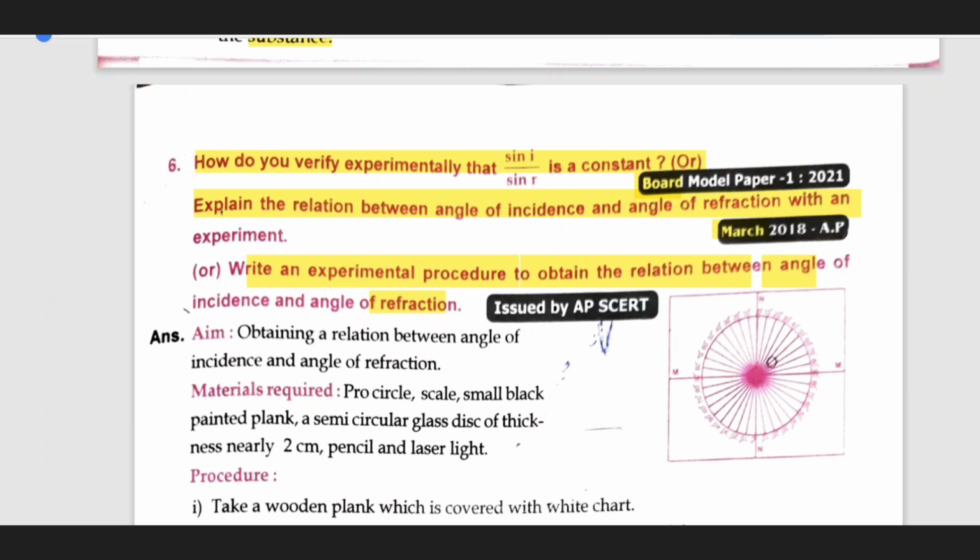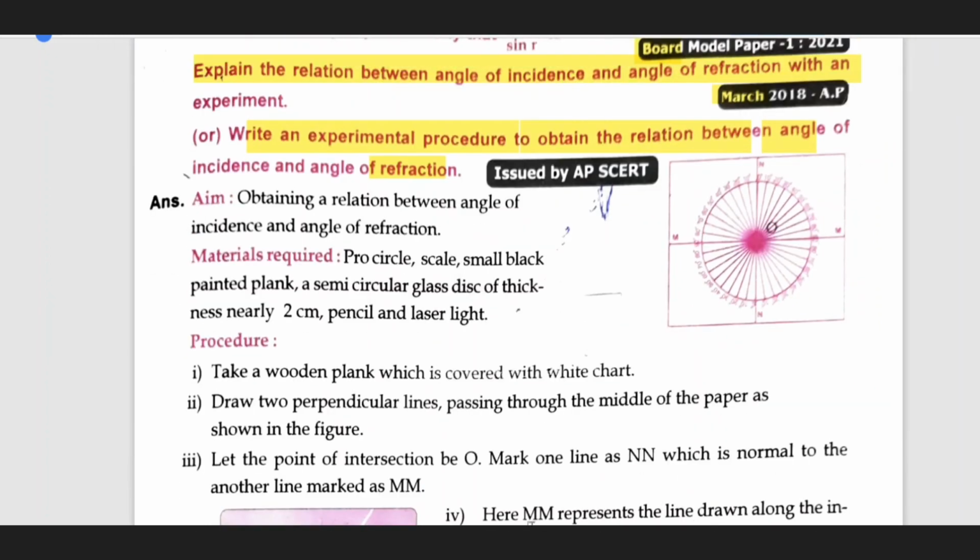Coming to the activity, our aim is to obtain a relation between angle of incidence and angle of refraction. For this we require a protractor circle, scale, small black painted plank, a semicircular glass disc of thickness nearly 2 cm, pencil and laser light. So these are the materials required for conducting the activity.